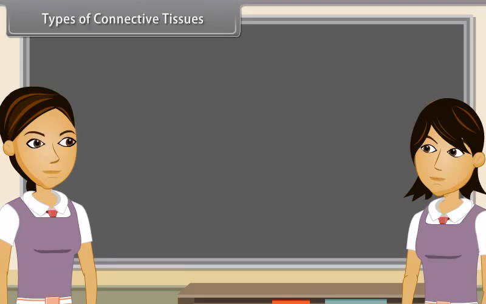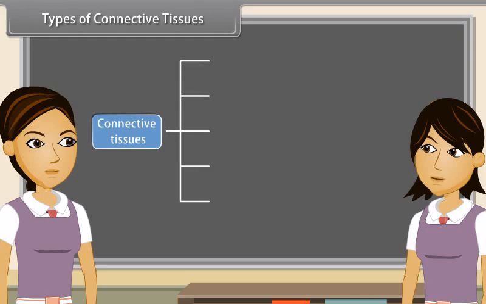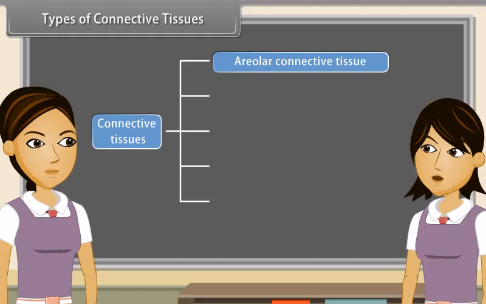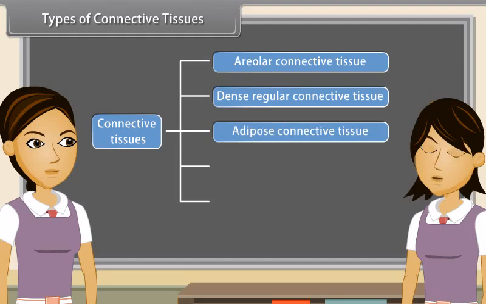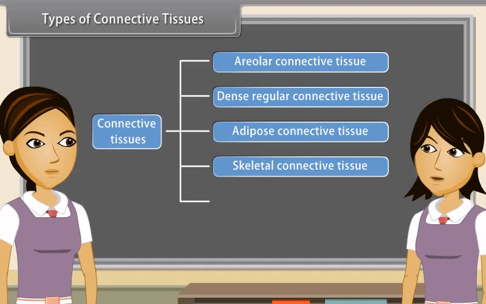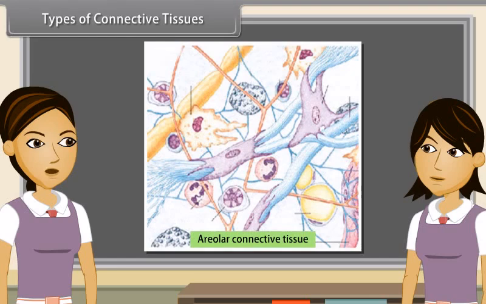Types of connective tissues. Madhuri, do you know how many types of connective tissues there are? Yes, in animals, there are mainly five types of connective tissues: areolar connective tissue, dense regular connective tissue, adipose connective tissue, skeletal connective tissue, fluid connective tissue. Areolar connective tissue is a loose and cellular connective tissue. Matrix of areolar connective tissue contains white and yellow collagen fibers.